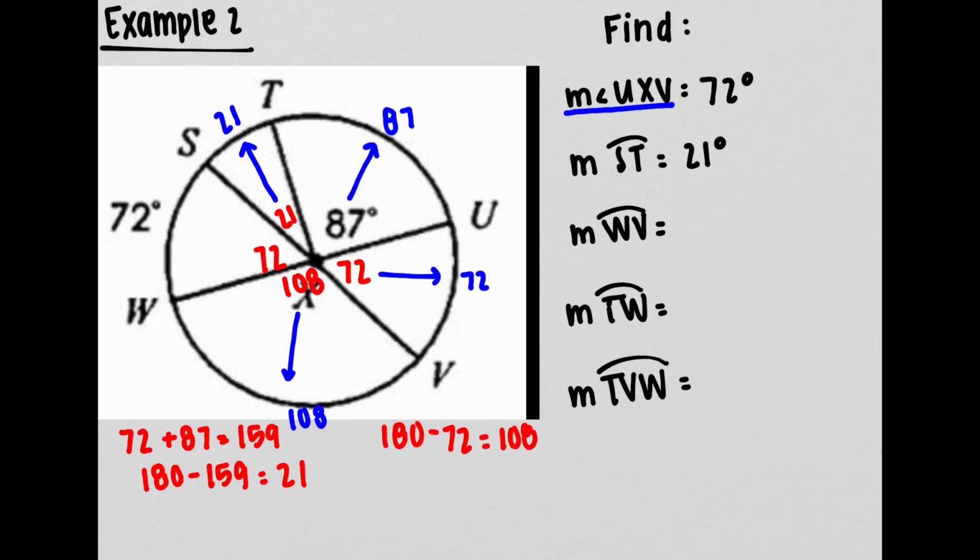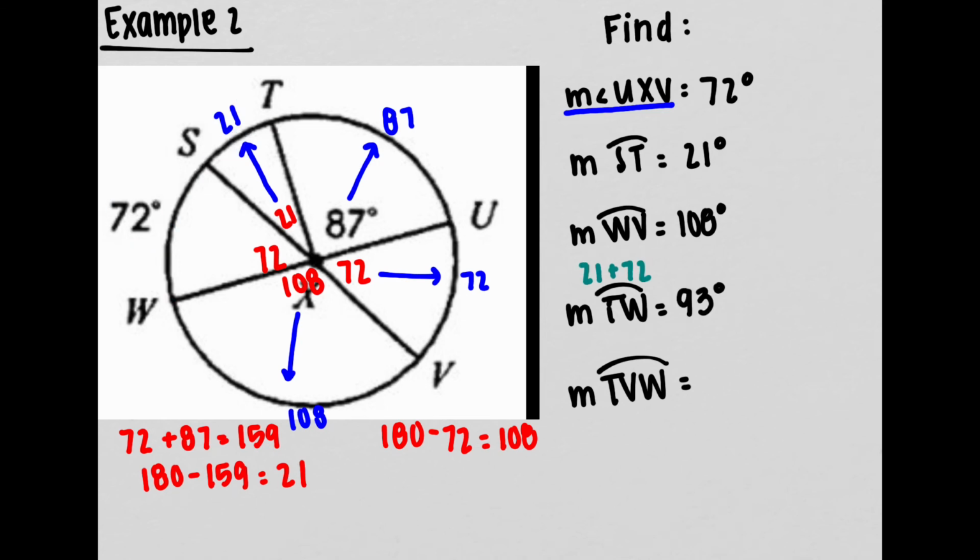The third one I ask you for is the measure of arc WV. So that is WV, and we go in order of the letters. I found that as well, and I know it's 108 degrees. My fourth question is the measure of arc TW. So that's from T to W. Now this is not just one measurement. I have two. I have 21 and I have 72. So all you're going to do is add those together. So 21 plus 72 ends up giving me 93 as my arc measure.